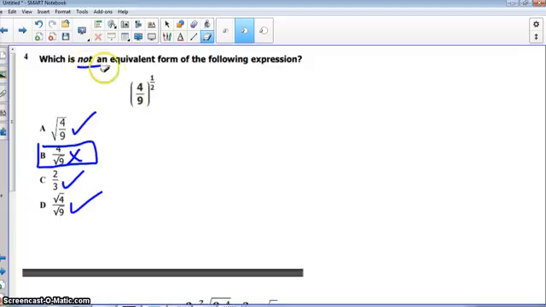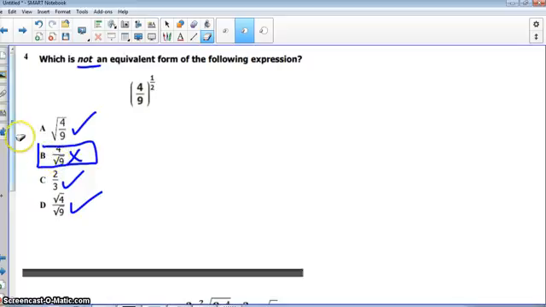Number 4, not an equivalent form. So taking something to the 1/2 power is the same as taking its square root. So I'm fine with A. In fact, I'm okay with C because they just took the square root of 4 on the top and the square root of 3 on the bottom. And I'm fine with D because you can write it as a separate radical over top and bottom as long as you got both of them there.